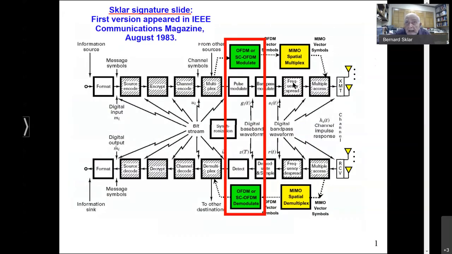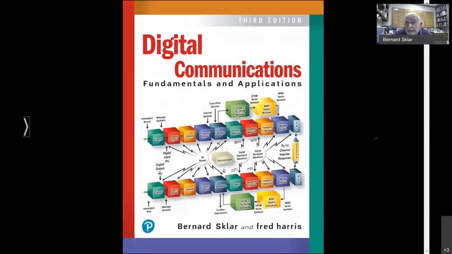And so here's a slide, which I call my signature slide, because it identifies many of the publications I've had, going back to the cover of the IEEE Communications Magazine in August 1983, as the first time this was shown. And it's been on multiple publications, probably 20 or 30. But finally, and here's a plug for the book that I wrote with Fred Harris, who's in the audience tonight, this is right over here, these little added blocks of OFDM and MIMO at the transmitter and the receiver. You see the same kind of signature picture in our book.